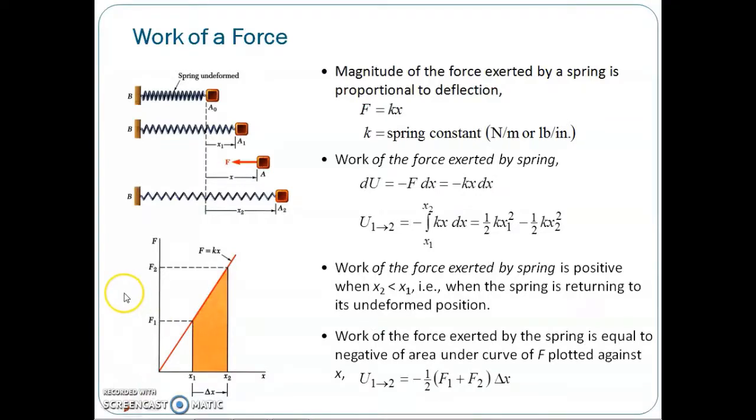If we plot the graph of F versus x, the work of a force exerted by the spring is equal to the negative area under the curve of F against x. So in other words, U1-2 can be rewritten using the area of a trapezoid, equal to 1/2 (F1 + F2) multiplied by delta x, which is from x1 to x2.